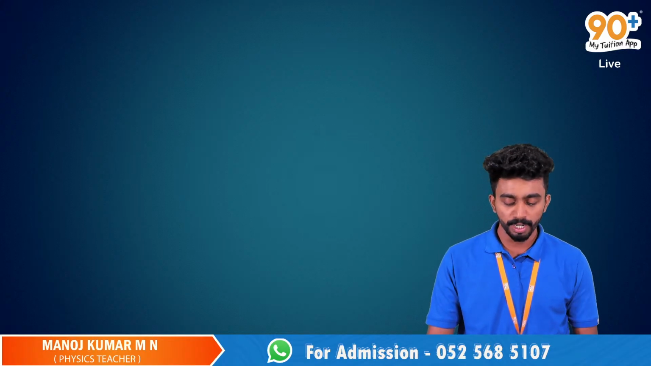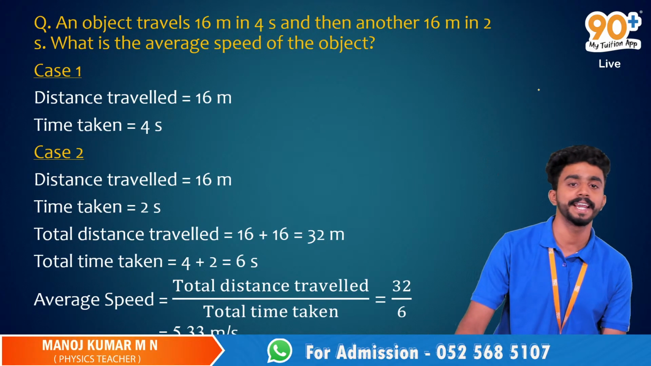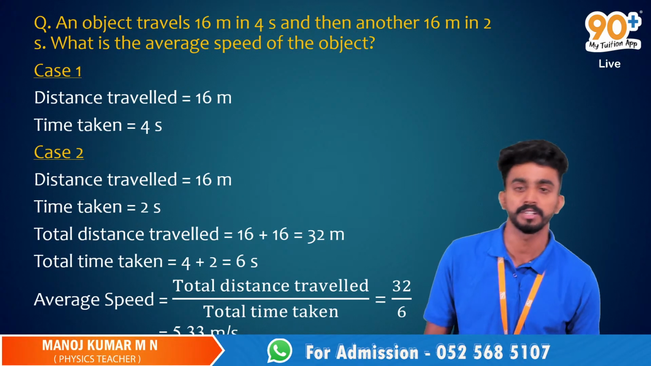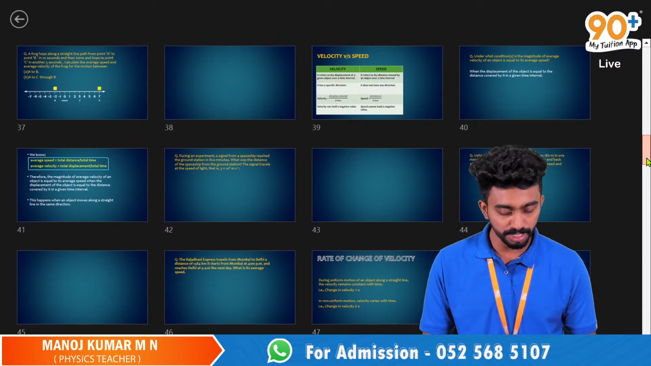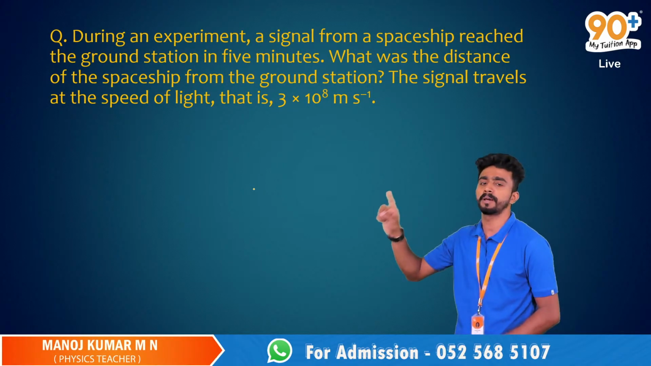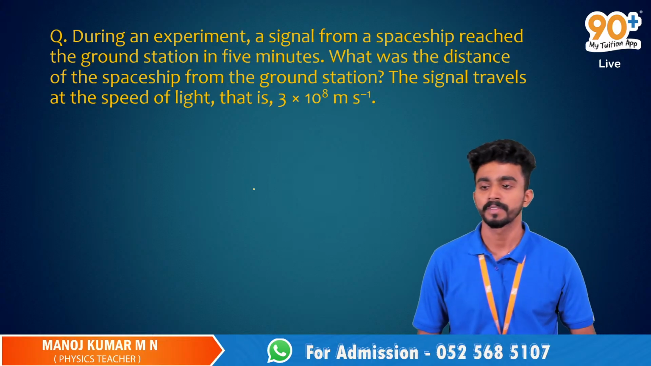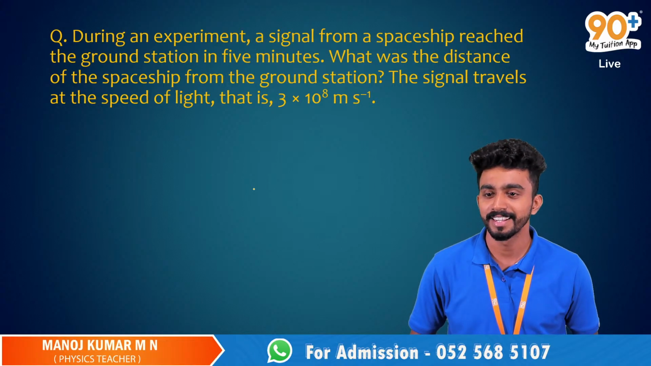Okay. So in the previous session, we discussed a particular case where an object travels 16 meters in 4 seconds and then another 16 meters in another 2 seconds. So all those things we were discussing. Should we go ahead with another problem or the remaining concepts? Remaining portions or remaining concepts? What do you think? Any guesses?